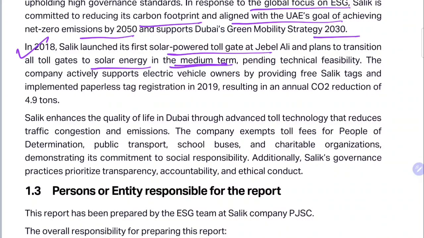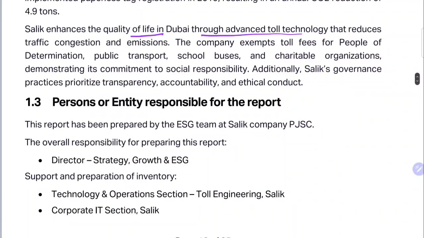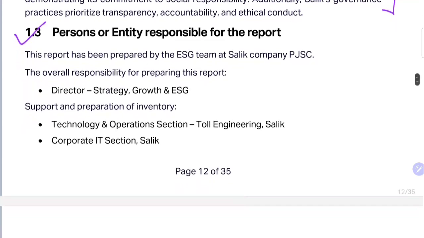Okay, so this is one of the initiative examples. It also enhances the quality of life in Dubai through advanced toll technology systems that definitely reduce traffic congestion and emissions, and the company exempts toll fees for people of determination. Very interesting, you see this, and very important for us all to know: public transport, school buses and charitable organizations. Now, persons or entities responsible for the report.